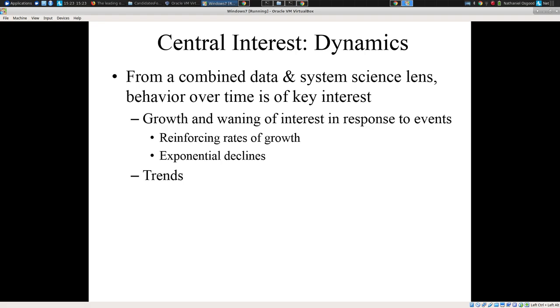So we're interested in our behavior over time. We're interested in tapping these data sources, things like search behavior online and data on publishing platforms and social media, to look at dynamics, to look at growth and waning of interest in response to events, trends over time in discussion of particular topics.